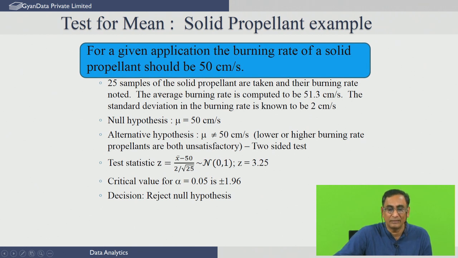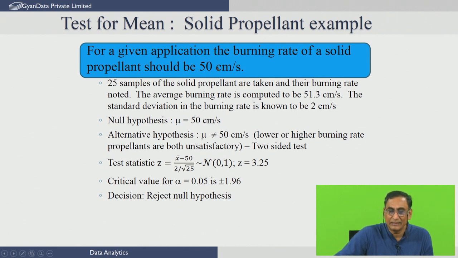Now, what we have done from the mixing bowl where we are making the solid propellant, we have taken 25 samples from different locations in the mixing bowl, and each of these samples we test in the lab and find what their burning rate is, and it will be some value, maybe it is 48, 49, 51, whatever. So, we compute the average of these 25 samples.